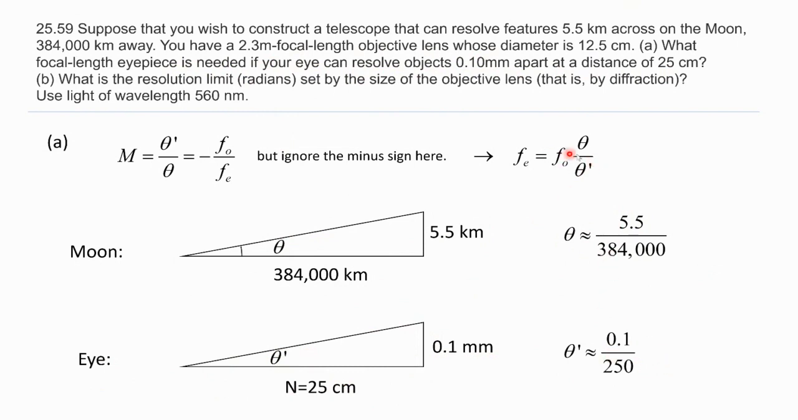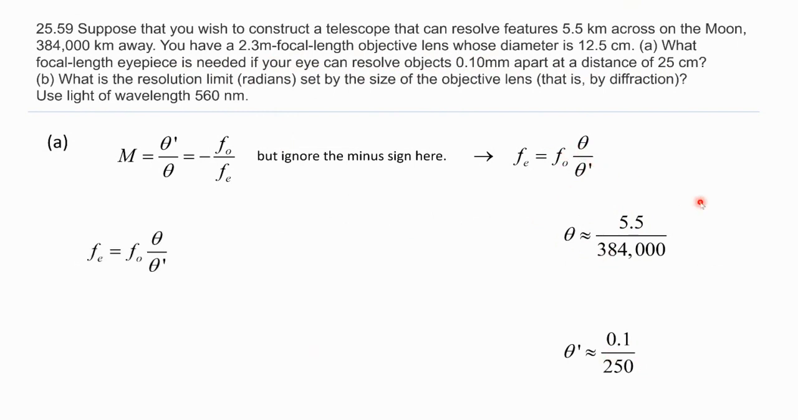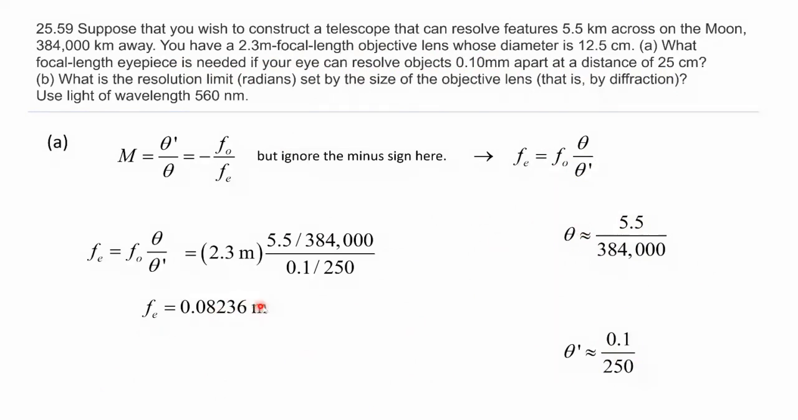Now we can plug these two angle things into there. Like that. And then we get an eyepiece focal length of 0.0823 meters, which is 8.24 centimeters. Okay, so we have that objective lens. If we pull out an eyepiece lens like this, then we can resolve features that are 5.5 kilometers across on the moon.